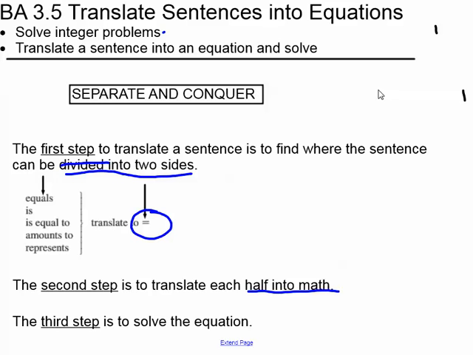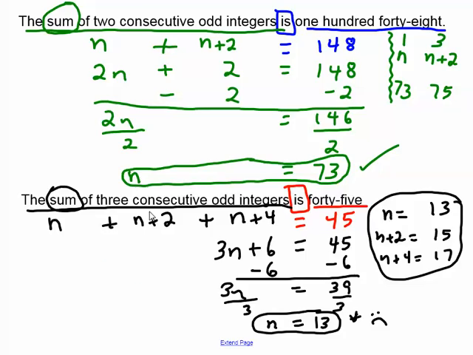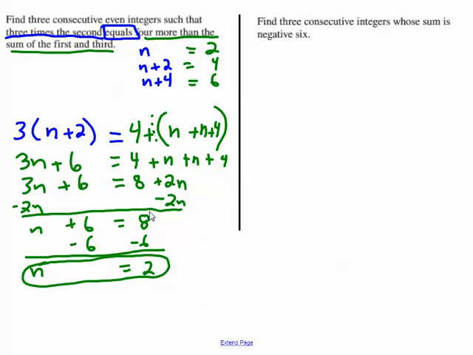Alright, we're going to translate sentences into equations and solve them. Remember, separate and conquer. Look for that equal sign that separates the sentence into one side and another side. And we can translate those sides, those expressions of the equation, a lot easier.